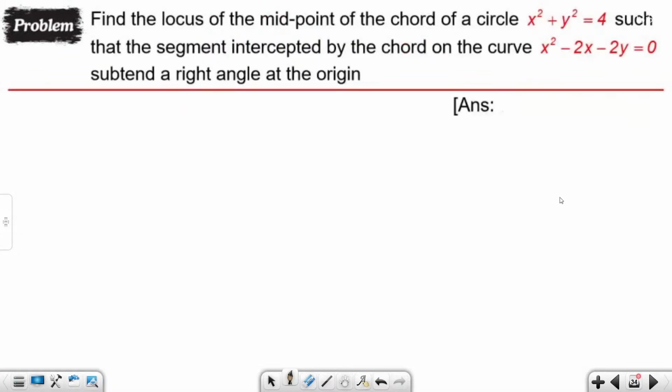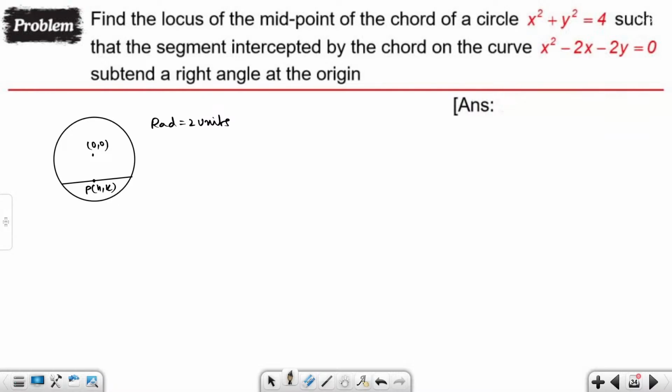The question is, find the locus of the midpoint of the chord of a circle. A circle is there. The locus of the midpoint of the chord of the circle. We have to find out the locus of the midpoint of this chord. Let us say H, K be any point on this chord, okay, whose center is at the origin and radius is 2 units. What is the radius? Radius is 2 units. Is it clear now?